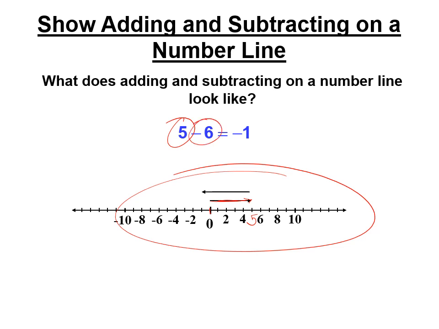Then subtracting 6. So this line is 6 units long. Notice it doesn't end at 6. It ends at the answer, negative 1. If you were adding 6, you would go that way, right? This is subtracting 6. Adding 6 would go that way. We're going to do this again much slower, but we're going to show how to put this problem on a number line. Now you should be able to know the answer without the number line.